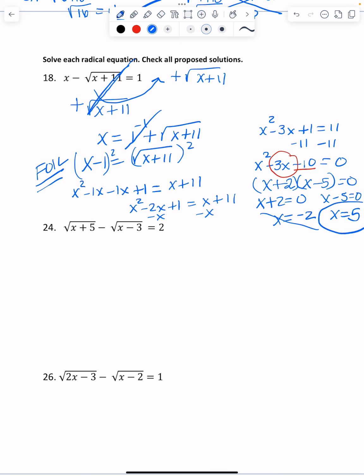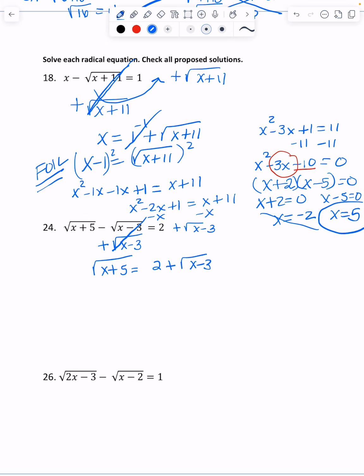The fun part with number 24 is that there's no way to put a radical by itself on one side of the equation. So what we want to do in a problem like this is put one radical on the left and one radical on the right. So since this is subtraction, let's add the square root of x minus 3 to each side. That's going to cancel out on the left. I get the square root of x plus 5 equals 2 plus the square root of x minus 3.